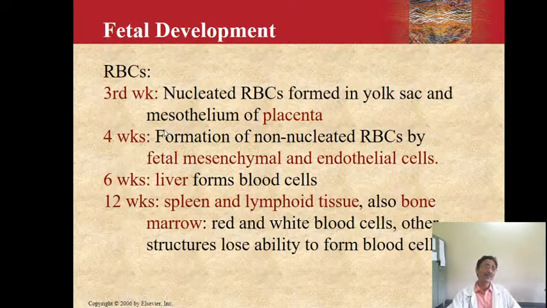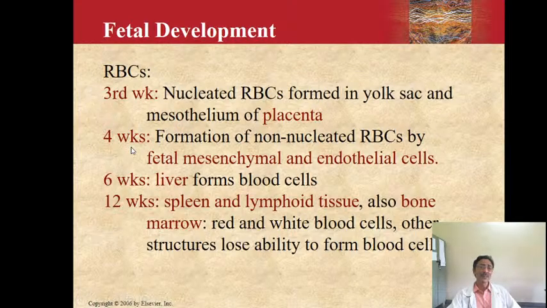So the fetus starts producing the RBCs on its own. In the first trimester, in the third week, you will find that the RBCs have a nucleus. These nucleated RBCs are primitive RBCs nonetheless, but they help in the transfer of oxygen, and they are formed in the yolk sac and the mesothelium of the placenta.